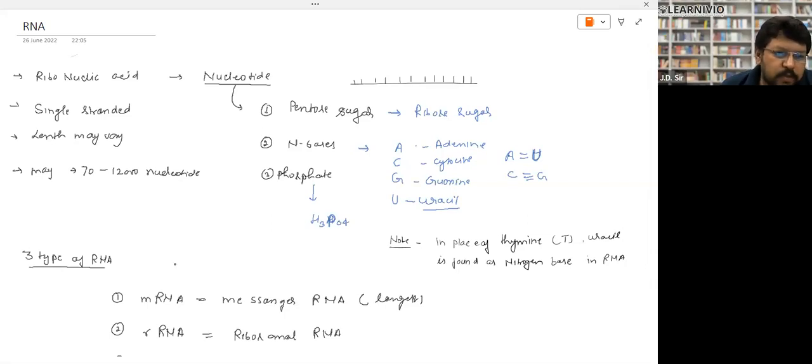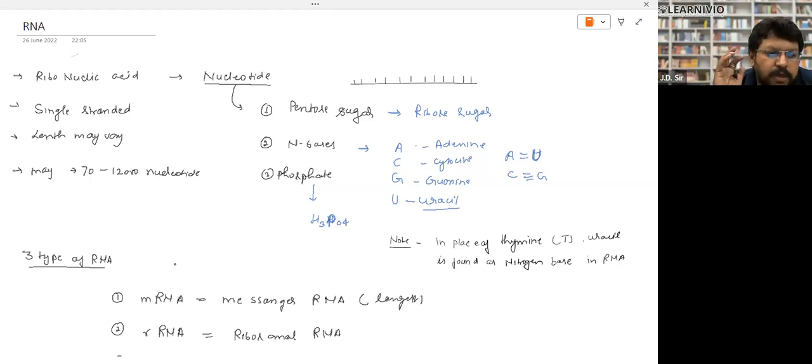Ribonucleic acid. RNA is called ribonucleic acid. I have already told you that we were doing nucleotides. So RNA and DNA both have nucleic acid in their name, right? DNA stands for deoxyribonucleic acid, and RNA is ribonucleic acid. So collectively, both RNA and DNA are known as the nucleic acids.